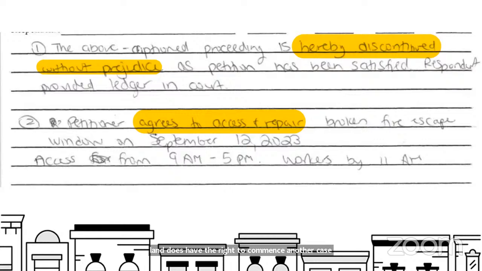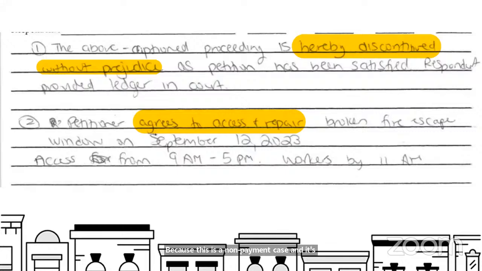Petitioner agrees to access and repair broken fire escape window on September 12, 2023. So as you see, she has a broken fire escape window. They agree to access and repair, meaning they're going to go in on that day and repair it by that day. They're not agreeing to any additional days or time. It's just on that day. Access from 9 a.m. to 5 p.m. Workers to arrive by 11 a.m. So like my coworker said, this is the cutoff time. Sometimes the workers might arrive later, like 11:30 for whatever reason. So it's up to the tenant's discretion to see if they're going to allow them to come back in. Because this is a non-payment case and it's discontinued.